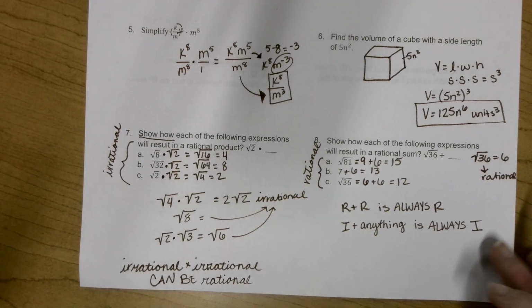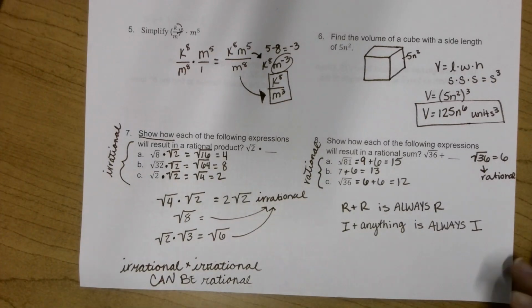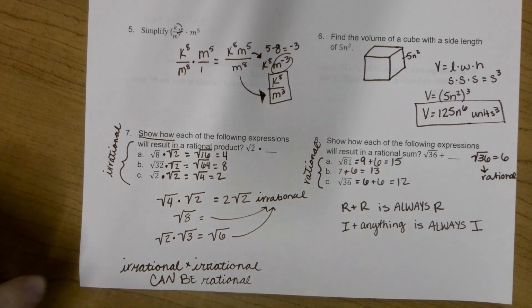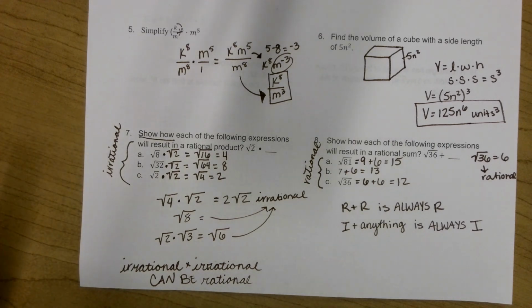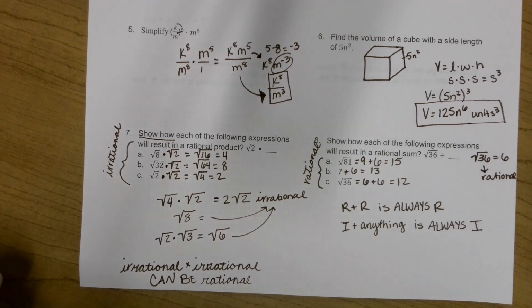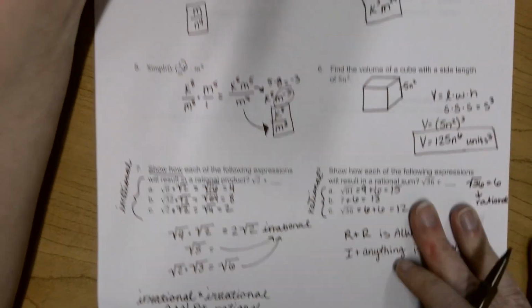Okay. And then the next problem, number 9, is a division problem. The same rules that we had for multiplication apply for division. In order to make a number rational, if you have an irrational number and you want to divide it to get a rational number, you have to divide it by another specific irrational number. Okay.